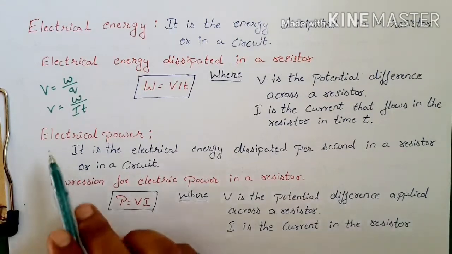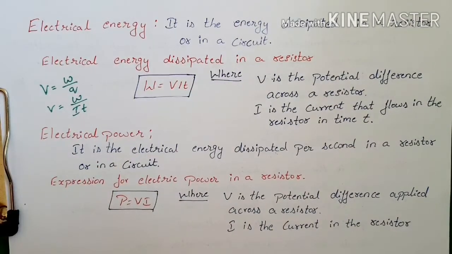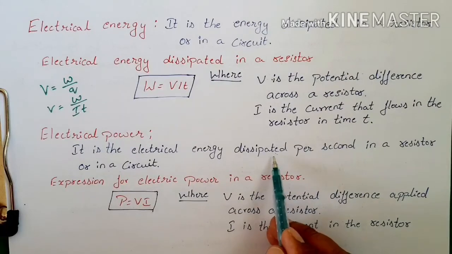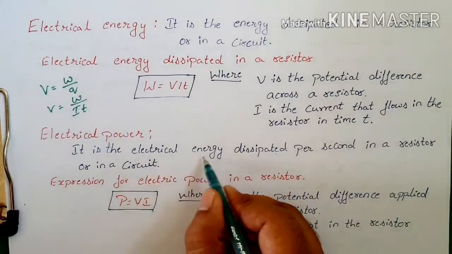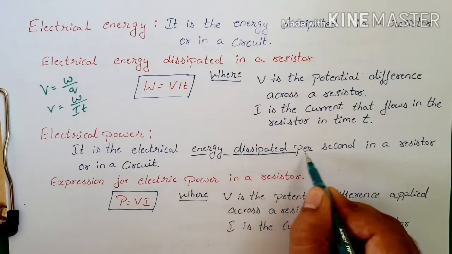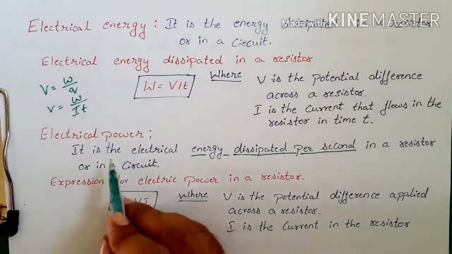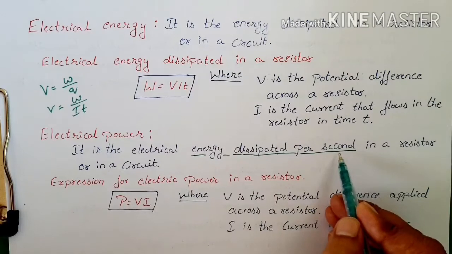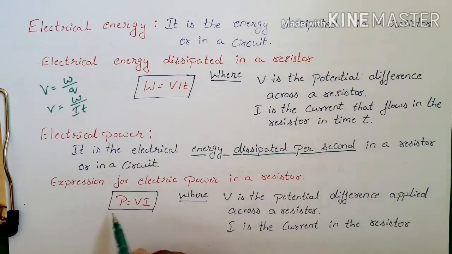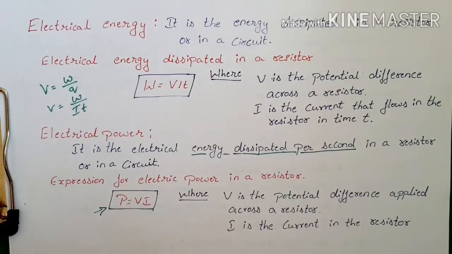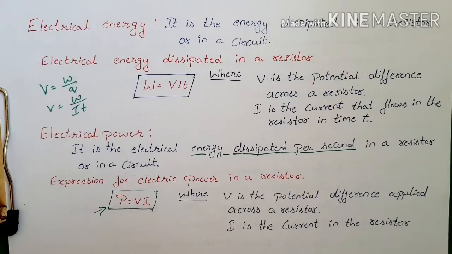Clear? And the next definition is electrical power. It is the electrical energy dissipated per second. Energy per second, right? What is power actually? Rate of doing work, we call it. The same way, in terms of electricity, we call it the electrical energy dissipated per second. We can also define it like this: P is equal to VI. It's the product of voltage and current. So this is the electrical power formula.